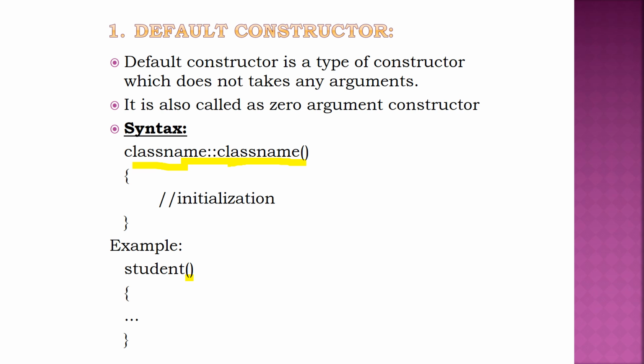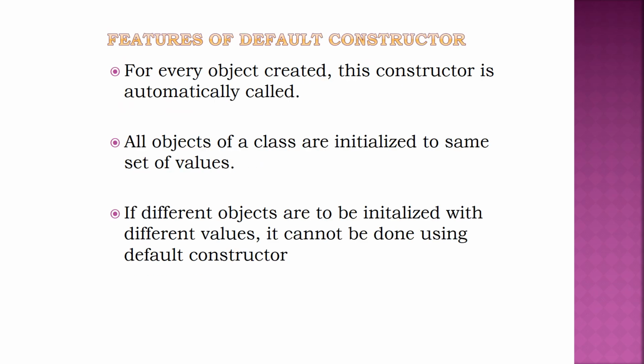Let us see the features of a default constructor. The major feature of default constructors is, for every object which we create, the constructor is automatically called. All objects of a class are initialized to the same set of values. If different objects are to be initialized with different values, it cannot be done by using a default constructor. These are the major features of default constructors.